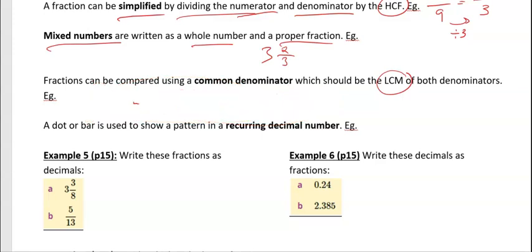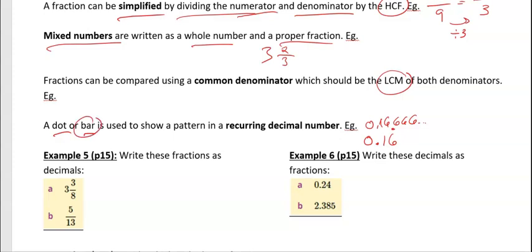If we've got a recurring decimal pattern, a dot or bar is used. So if we had, say, 0.16666, and it goes on forever, the most accurate way to write that is 0.16 with a dot, because that is true. Whereas if I just did this, I don't really know what it means.